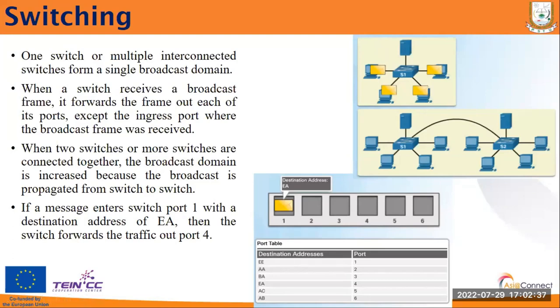I'm talking to the host. How many minutes do I have left? Only 10 minutes, madam. How many slides do you have left? Maybe 5 or 6. Okay, I think you can continue. Okay, thank you. Thank you, sir.